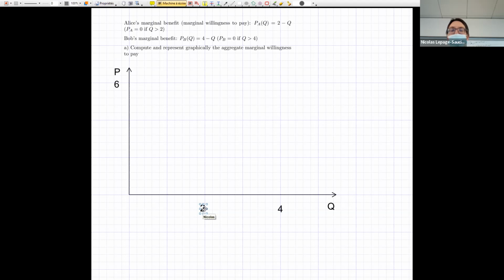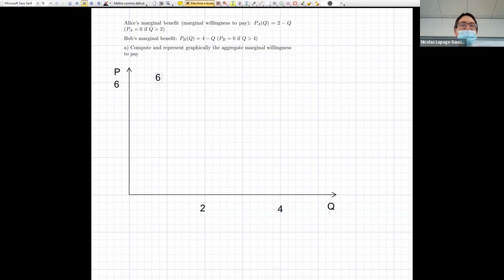So everybody benefits from the public good because this is a very small quantity. Of course, everybody has a positive marginal willingness to pay for such a small quantity. So I add up these two together, and I'm going to get, here I can write it, 6.